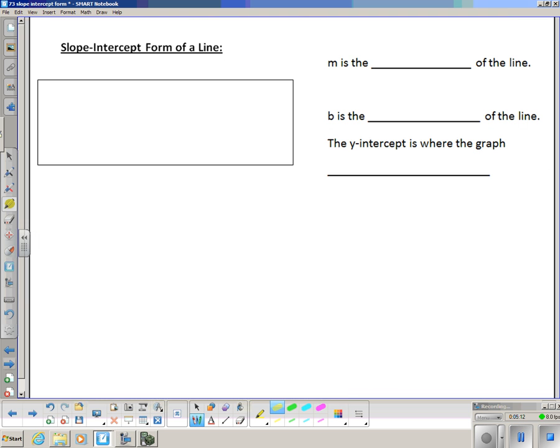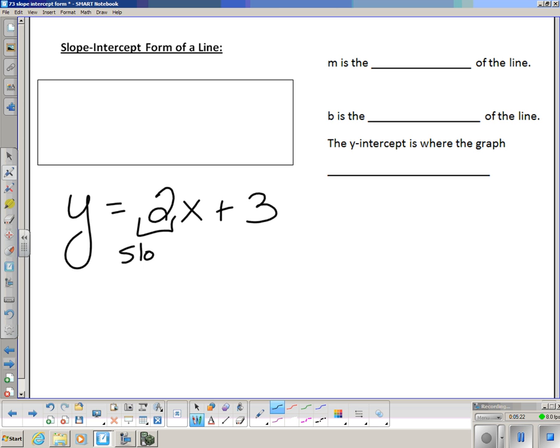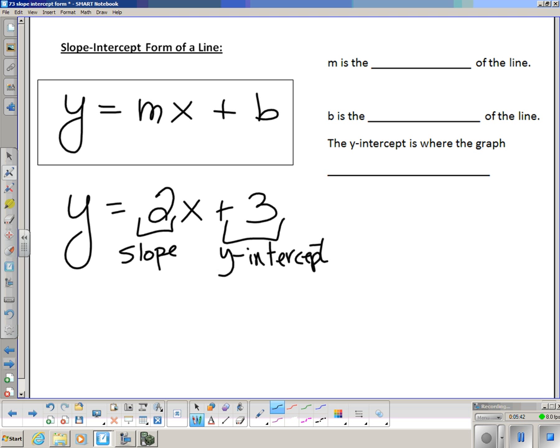Okay, moving on. So this is called the slope-intercept form of a line. So we have y equals, our example was 2x plus 3. This number was the slope. This number was the y-intercept. And in general, if we don't have an actual number for the slope and an actual number for the y-intercept, we put in symbols for them. And the symbols that we use are the following. The letter m is going to represent the slope. The letter b represents the y-intercept. And so m is the slope of the line, and b is the y-intercept of the line.